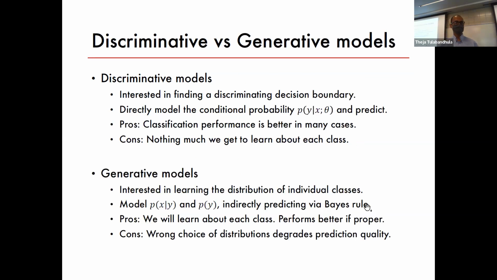So the pro is we learn something about each class, because we know the conditional probability of features under each class. And if that actually is the right assumption to make for your data, this approach performs better. Of course, if you make the wrong choice, it's a double-edged sword. If you assume the conditional probability of x given y is, let's say, normal, and it's not normal but some other distribution, then you'll be off. You'll degrade the prediction quality. So you're making more assumptions, and if the assumption doesn't suit the data, then you're off. That's kind of expected, right?